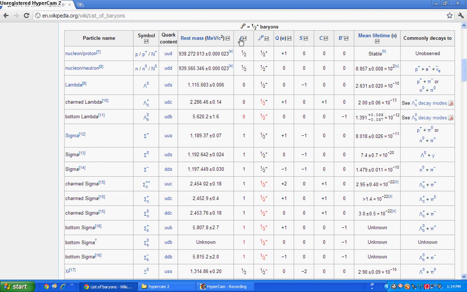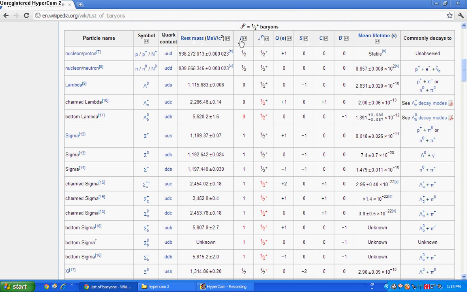This right here, as you can see, is isospin. This right here, the Q, is electric charge. This is strangeness, this is charmness, and this is bottomness. I'm not going to talk about this one. Also, there's rest mass, and we'll talk about that, and lifetime too. So these are all quantum numbers, and I'm going to show you how to read them.